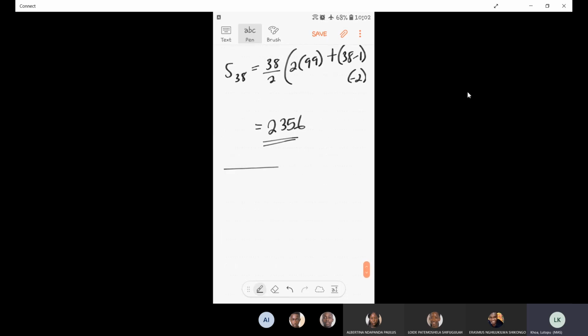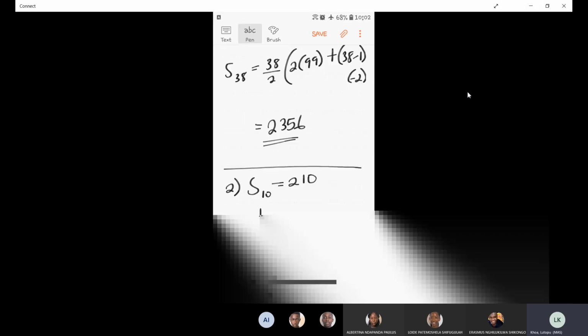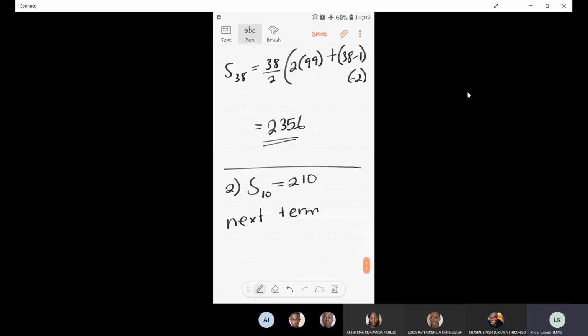Okay, look at another example. Now with this one, we are told that the sum of the first 10 terms is 210. And then when you sum up the next 10 terms, we get 610. So we have to find the arithmetic progression. That means we list the first 4 terms.